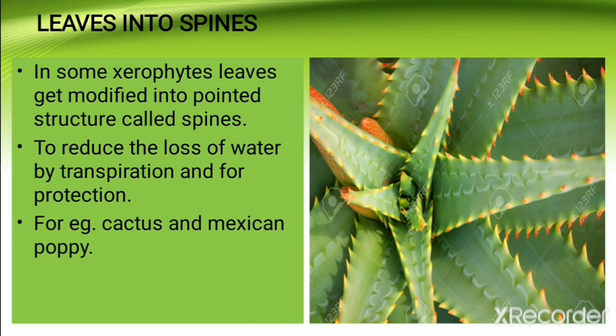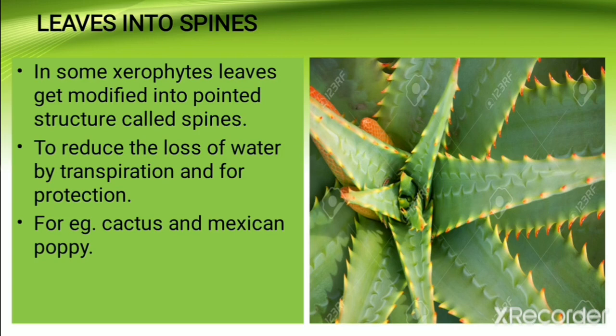So in some of the xerophytes, leaves will get modified into spines. These pointed structures you can see in the xerophytes, these all are the spines. So we have seen such kind of spines in many xerophytic cactus plants, and even you have seen such a structure in aloe vera, which is very commonly seen in our houses. So why did they convert their leaves into spines?